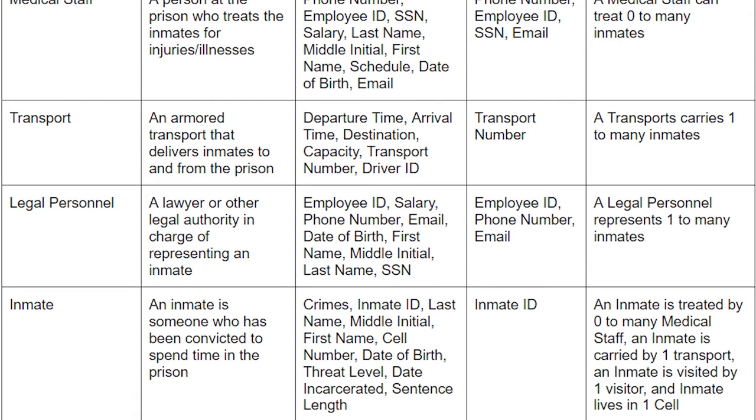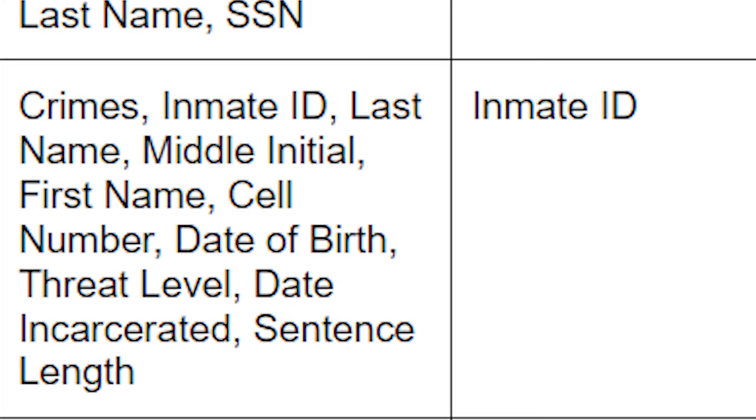And now we have the inmate themselves, which is basically personnel who is occupying the cells, the ones who have committed the crime. Their attributes will include the crime committed, inmate ID, last name, middle name, first name, cell number, date of birth, threat level, which basically represents the magnitude of the crime, date incarcerated, and sentence length. The key will be inmate ID only.